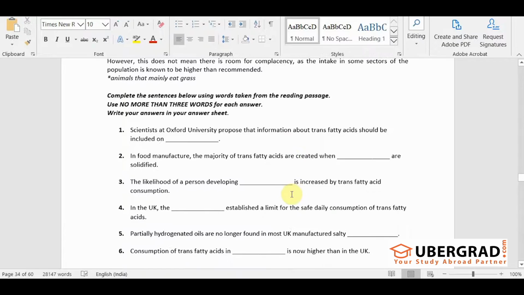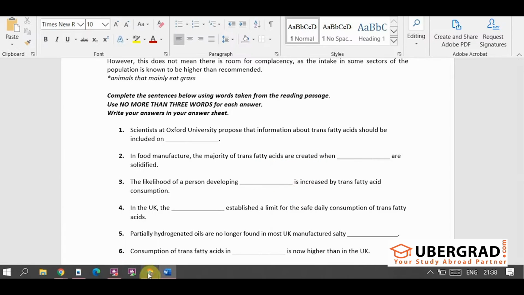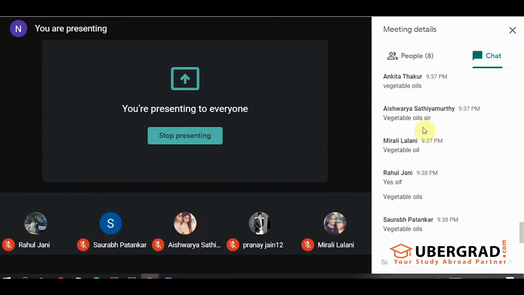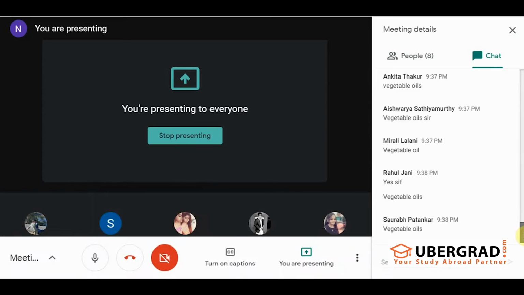The likelihood of a person developing dash is increased by trans fatty acid consumption. So what will a person develop if a person consumes a lot of trans fatty acid? What should be the nature of the answer?